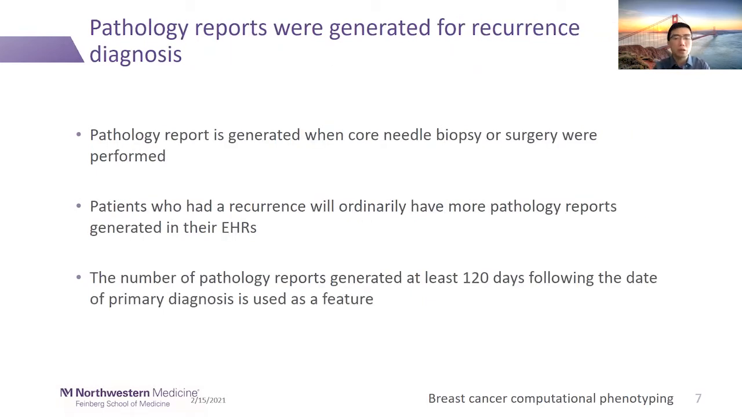Another source that we looked at is the pathology reports. Pathology reports are frequently generated for recurrence diagnosis, although not exclusively. One thing we found is that, especially for breast cancer, a pathology report is generated whenever a core needle biopsy or surgery is performed on the patient. Patients who had a recurrence will ordinarily have 2 or more pathology reports generated in their EHRs over time. So we naturally think that the number of pathology reports serves as a good cue for telling us whether the patient may have a recurrence or not. In this case, we specifically looked at 120 days as a threshold for separating the recurrent pathology report as the cue.